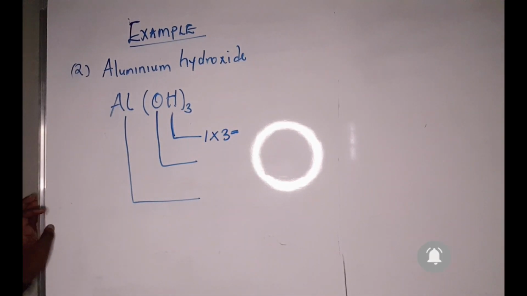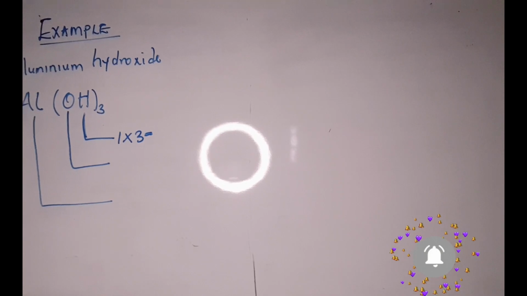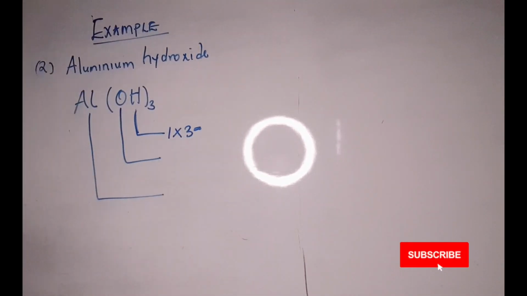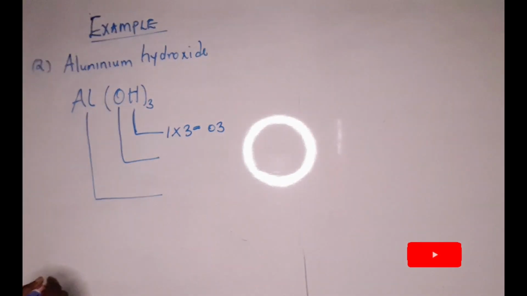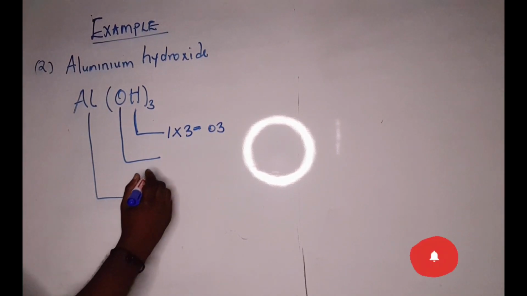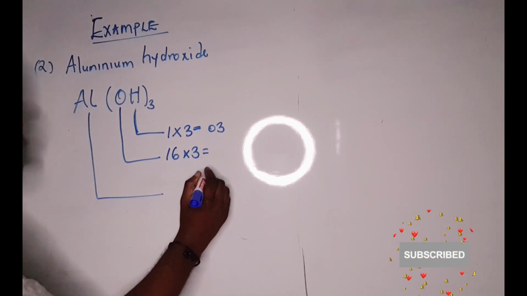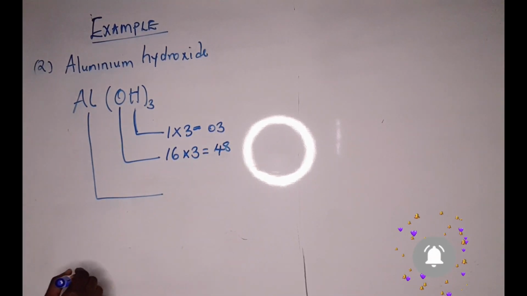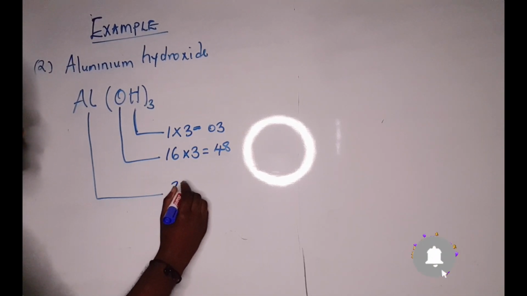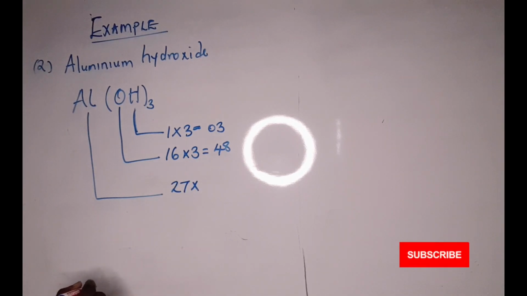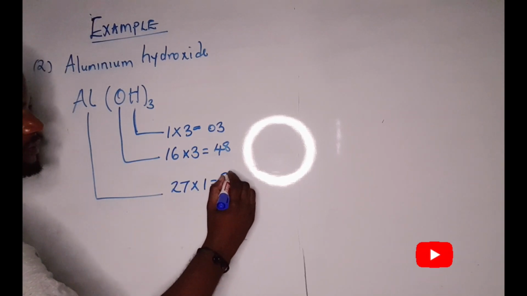Then we are going to have 3, so we write our 3 there. Then we go to oxygen. Relative atomic mass 16 multiplied by 3, we have 48. Then we go to aluminium. Relative atomic mass 27 multiplied by the number of atoms 1, then we have 27.